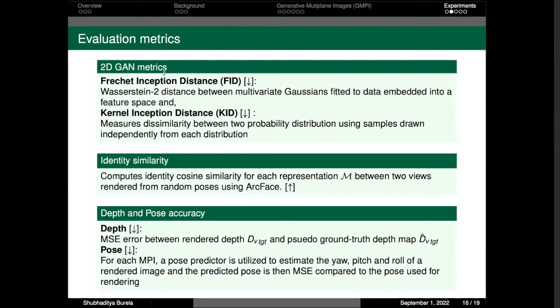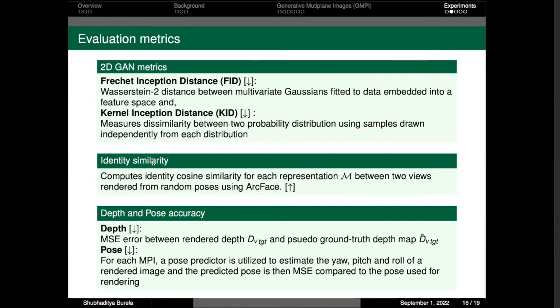First is the 2D GAN metrics. In there, they have FID and KID, Fréchet inception distance and kernel inception distance. Both are lower the better. So Fréchet inception distance is just the Wasserstein 2 distance between multivariate Gaussians fitted to data embedded into feature space. And KID measures the dissimilarity between two probability distributions using samples drawn independently from each distribution.